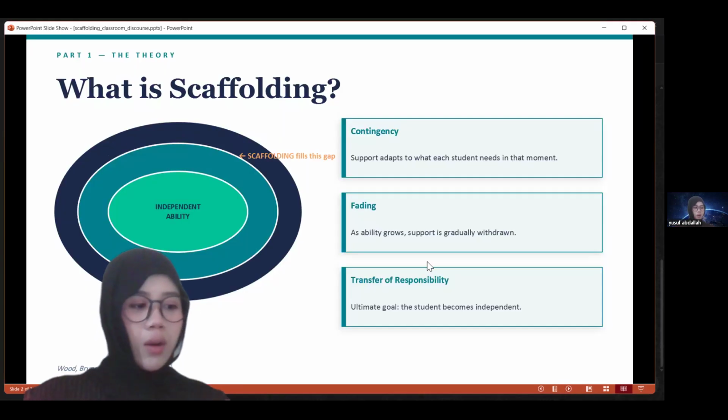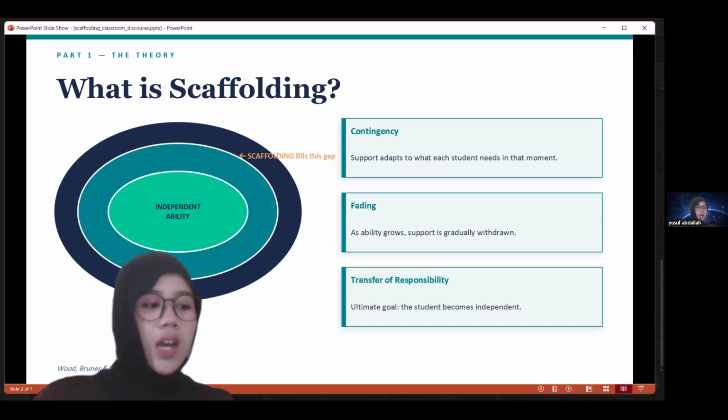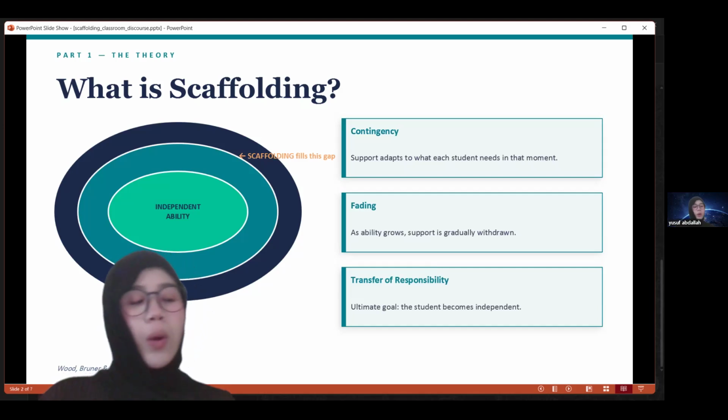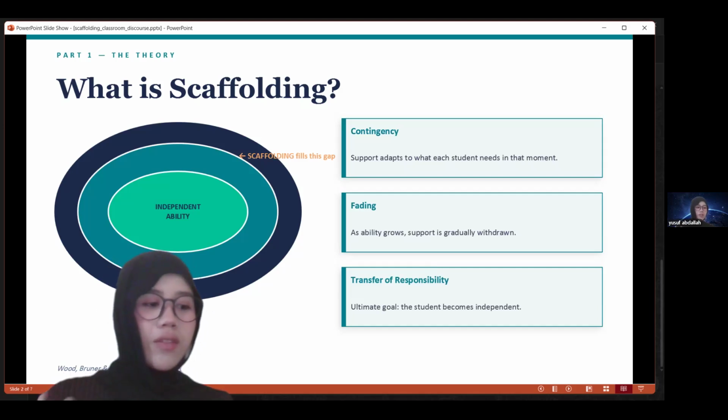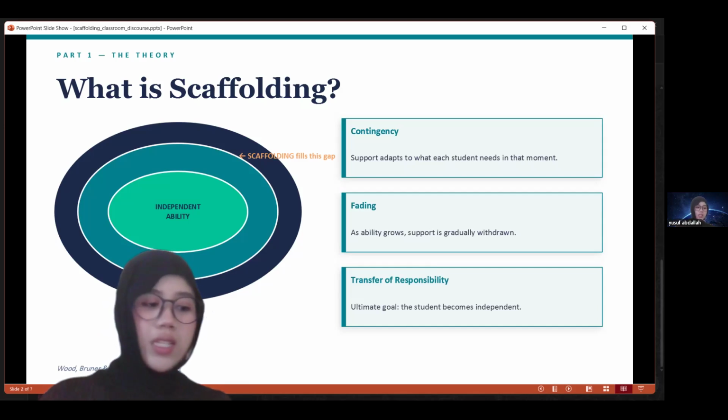Okay, so what exactly is scaffolding? The term comes from Wood, Bruner, and Ross in 1967, and the metaphor is pretty simple. Think of scaffolding on a building under construction. It holds things up temporarily while the structure is being built, and once the building can stand on its own, the scaffolding comes down. In a classroom, scaffolding works the same way.